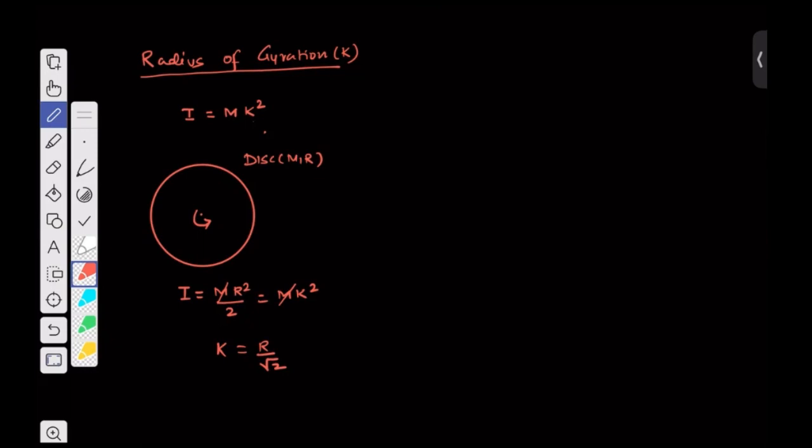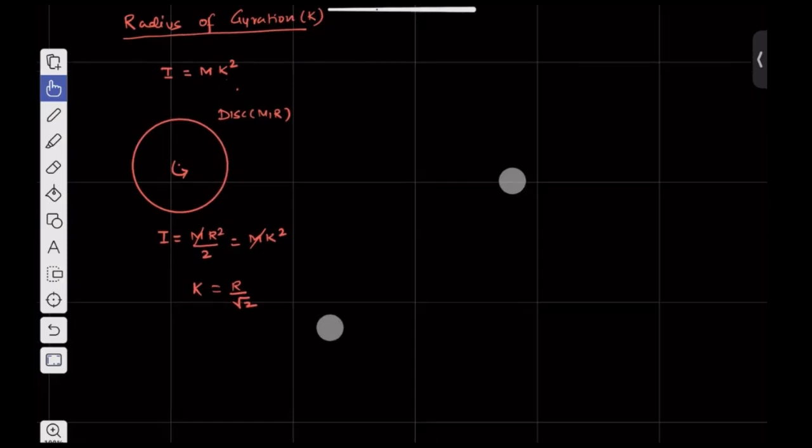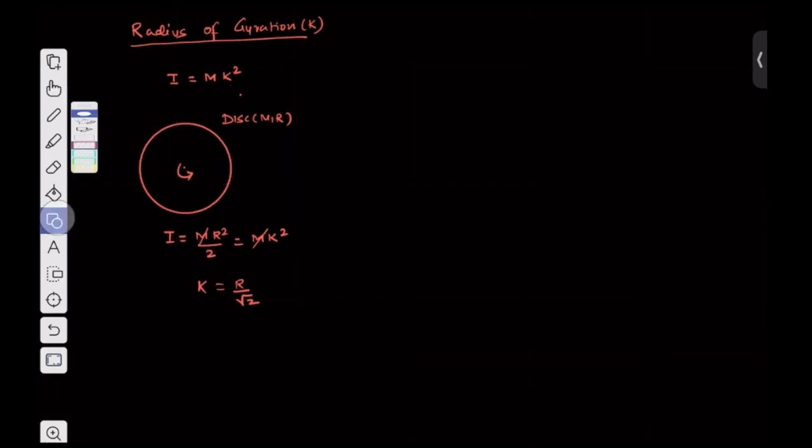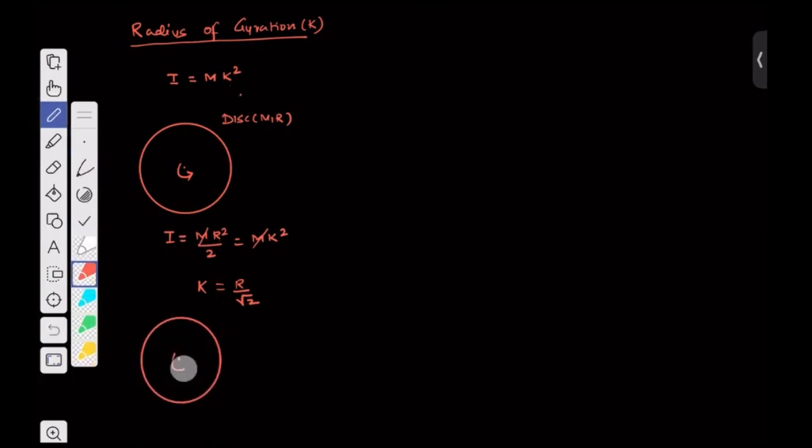Understood? In case I have a ring, suppose instead of a disk, with the same axis, the moment of inertia of the ring about its own axis is going to be mr square. So we equate the moment of inertia, mr square, to mk square. So the radius of gyration is going to be r. This is what is called radius of gyration. Sometimes we write the moment of inertia in terms of the radius of gyration also.